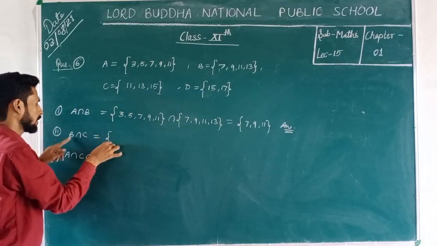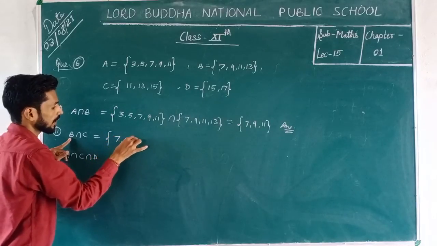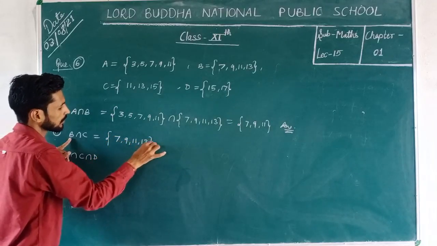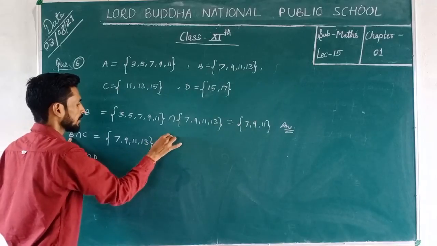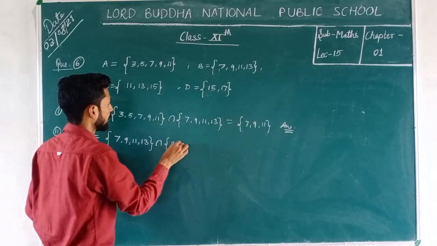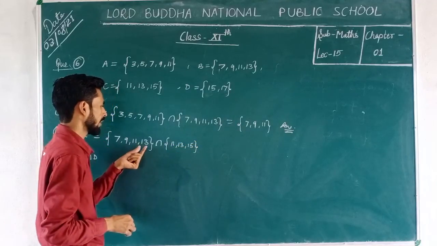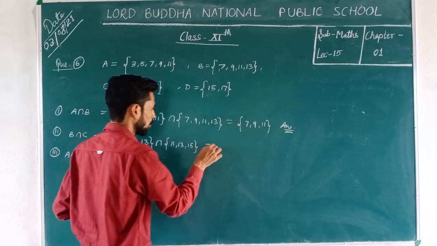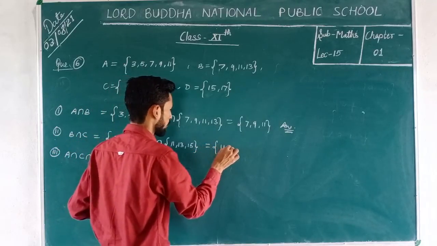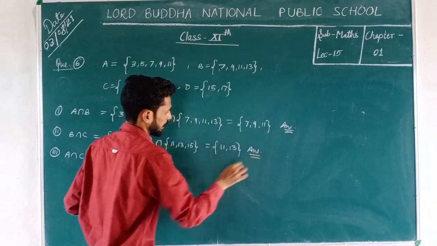For the second part, in set B, 7, 9, 11 and 13 are the elements. Take the intersection, then write the elements of set C, that are 11, 13 and 15. So 11 and 13 are common elements. This will be the answer, 11 and 13, because these elements are common in both sets.